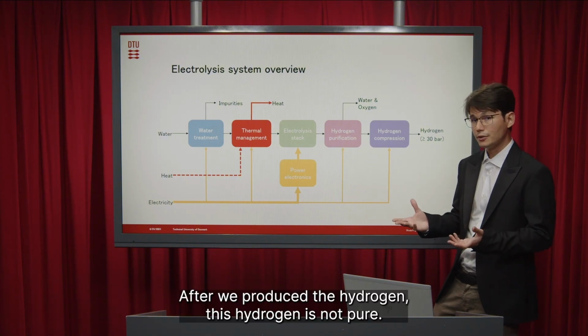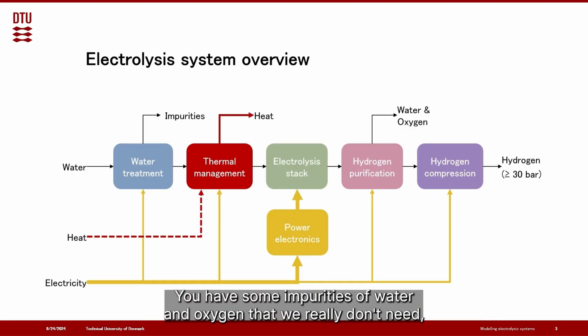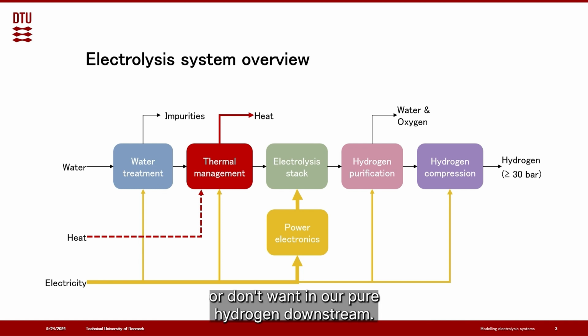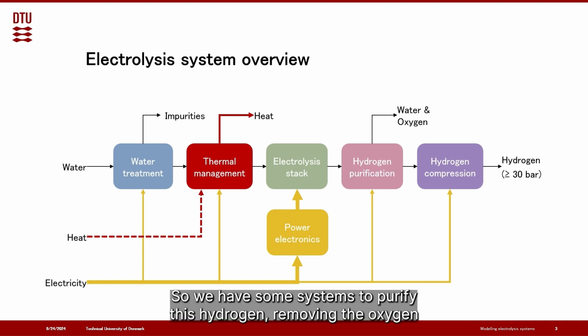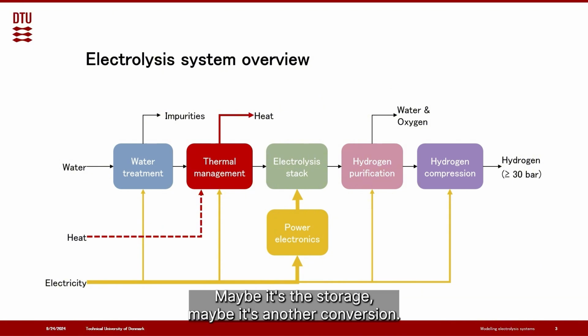After we produce the hydrogen, this hydrogen is not pure. It will have some impurities of water and oxygen that we really don't want in our pure hydrogen downstream. So we have some systems to purify this hydrogen, removing the oxygen and the water, so that we can compress the hydrogen for the needs that we want. Maybe it's the storage, maybe it's another conversion.